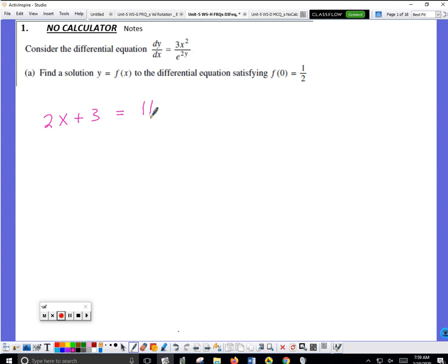Okay, look up here. New word today. This is known as a differential equation. Fancy name for an equation which contains a derivative. There are lots of different types of differential equations. We study only one type in this class: separable differential equations. You don't have to know that name. You do have to recognize the name differential equation.